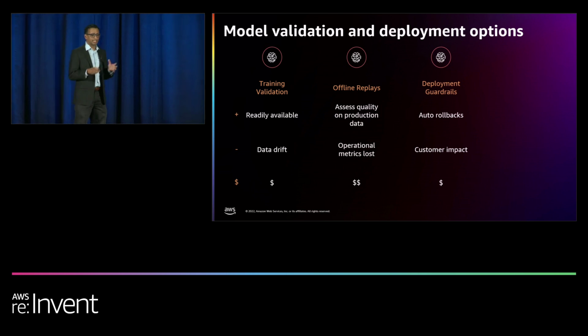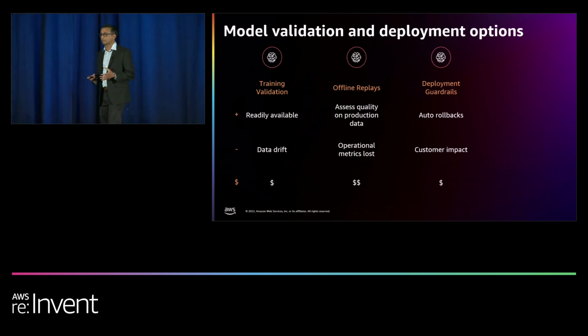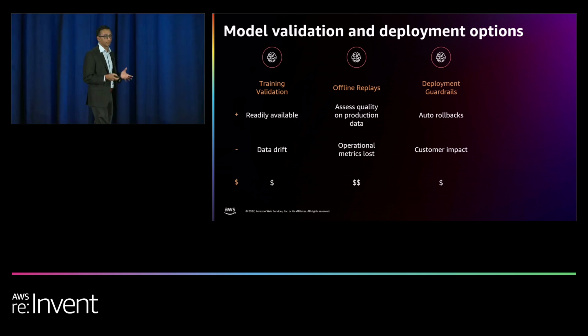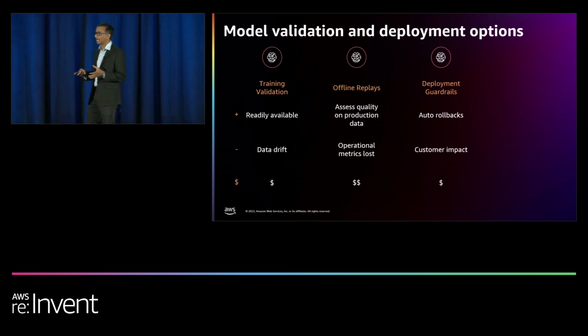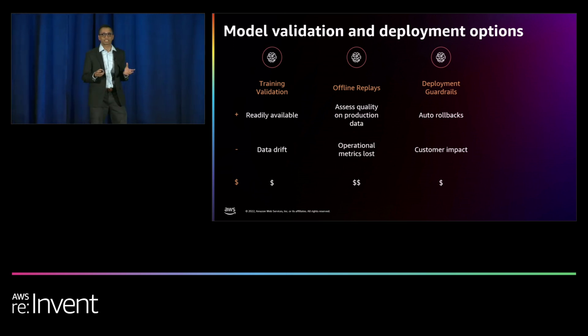And finally, moving on to deployment guardrails, right? Deployment guardrails is a capability of SageMaker inference to perform model updates. Essentially, SageMaker performs blue-green deployments on your behalf. So SageMaker orchestrates it on your behalf, and it gives you a couple of advanced capabilities, right?